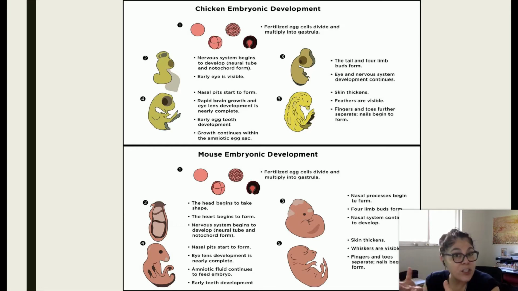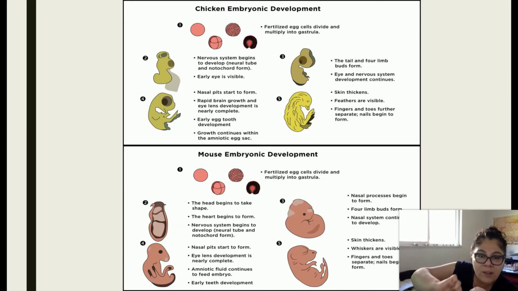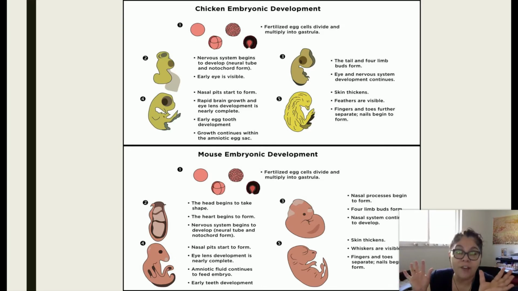So when we get to stage 2 for the chicken, we're getting a nervous system, a neural tube, the notochord, that band on the back starts to form. And then when we get to stage 3, we have a tail and little nubbies for our limbs, and our nervous system starts to develop, and the chicken's eyes start to develop. And then nasal pits start to form. And then the brain starts to really take off.